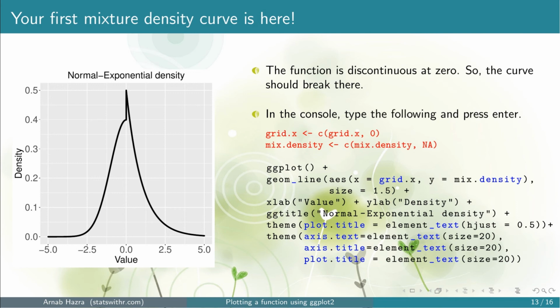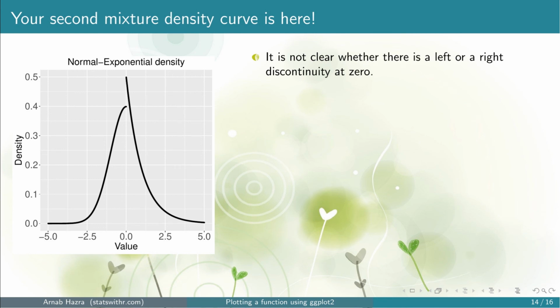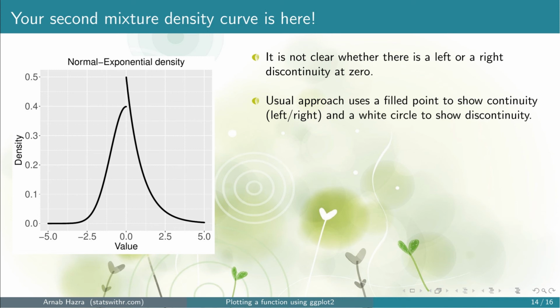Now, just run the same code we had previously. Okay, you get your second mixture density curve. Note that the curve looks discontinuous at 0, but it is difficult to see whether this is right continuous or left continuous. This needs to be fixed. We know that the curve is left continuous and right discontinuous at 0. To show this, the usual approach uses a filled point to show continuity, either left or right, and a white circle to show discontinuity. Now we fix this manually.